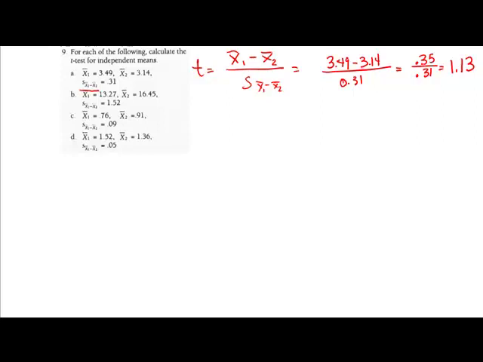Let's go ahead and do another one. Let's do D. 1.52 minus 1.36 divided by 0.05. 1.52 minus 1.36.